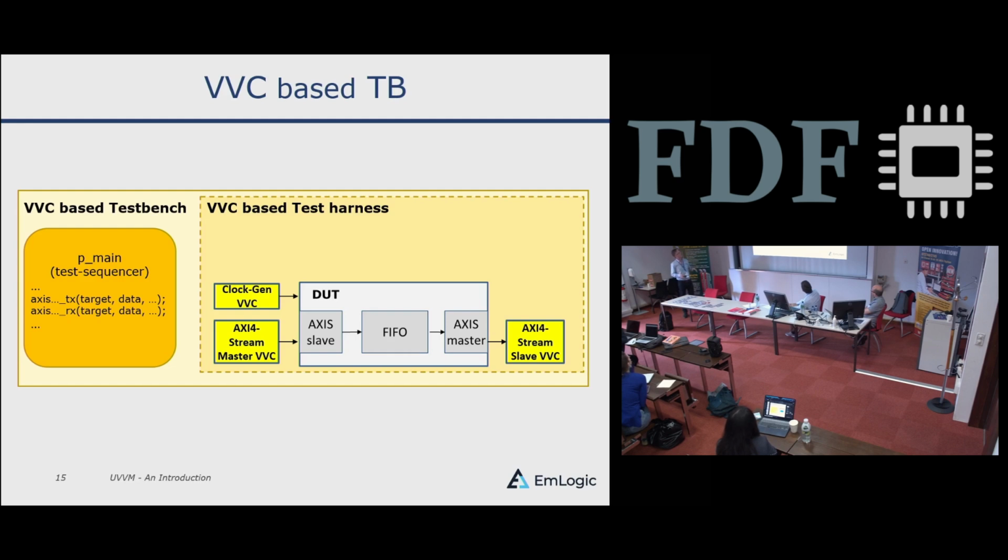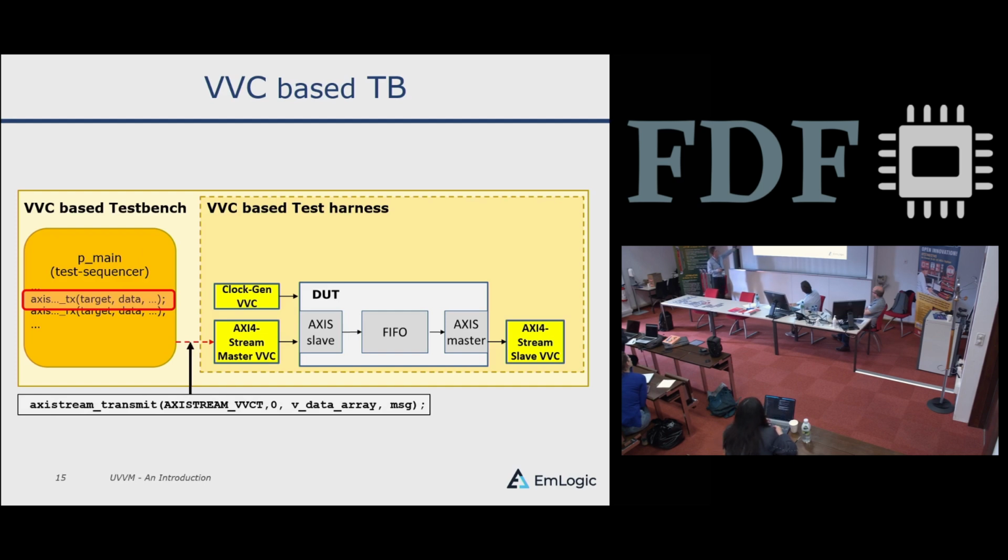Let's look at this verification component-based test bench with an AXI stream, for instance. In this case, it could look like this. We have a FIFO with an AXI stream interface. Then we have an AXI stream master interface on one side and a slave interface on the other side, of course, and also a clock generator. And then we have our main test sequencer.